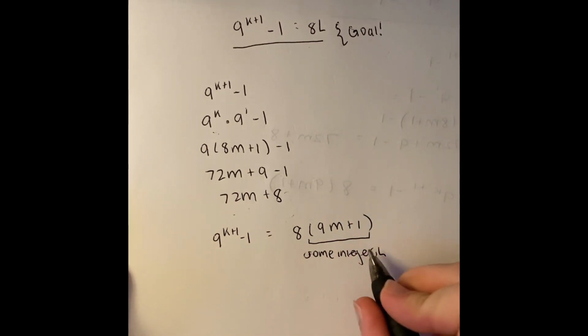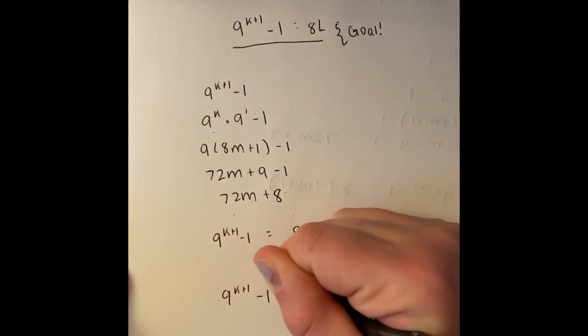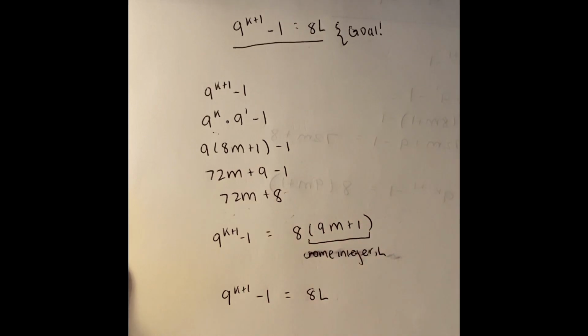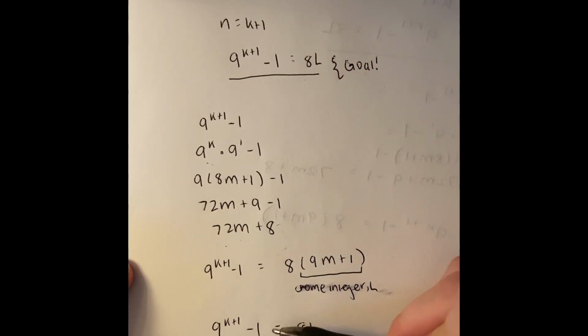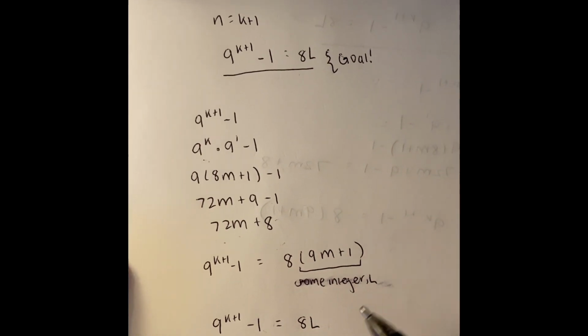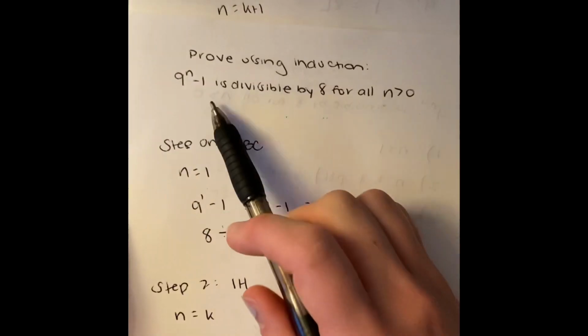If we let this equal some integer l, we're going to have 9 to the k plus 1 minus 1 equals 8l, which means this expression here is divisible by 8. In addition, it's going to mean that the original statement, 9 to the n minus 1, is also divisible by 8, meaning we've solved our proof using weak induction.